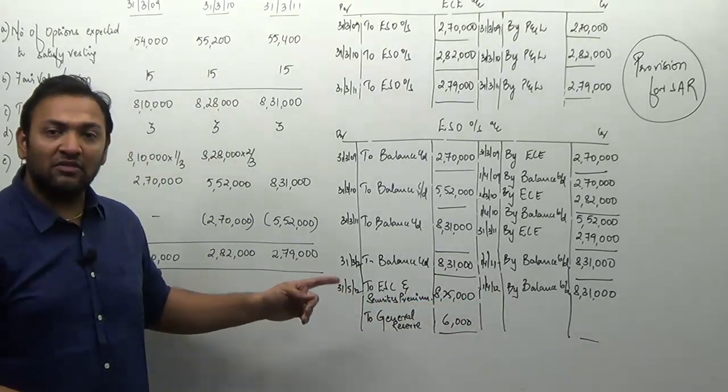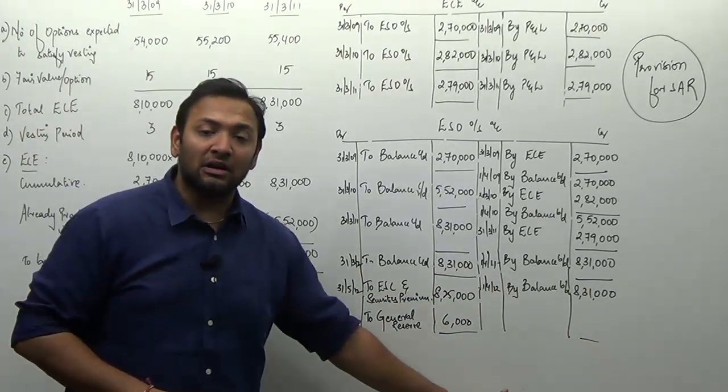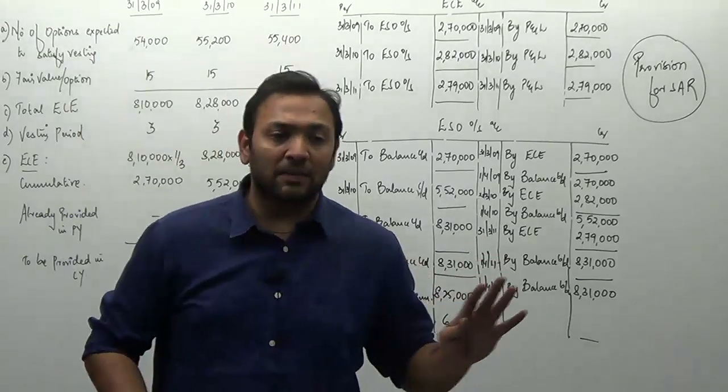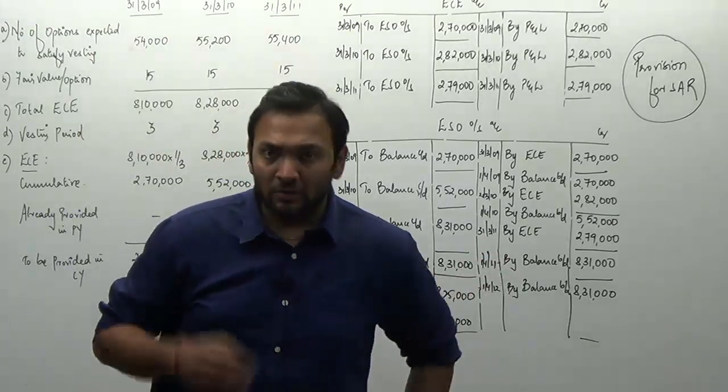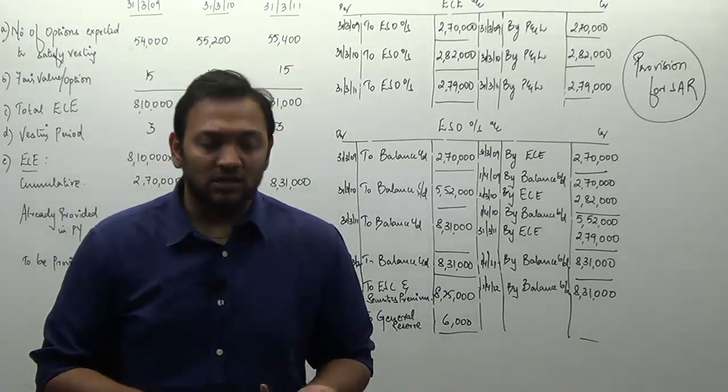And remember, there will not be any lapse. There will not be any lapse after the options are vested. After the rights are vested, then compulsory there is a cash payment. There cannot be any lapse during it. Because it's a cash payment which is being received, there's no employee who will say, I don't want cash.